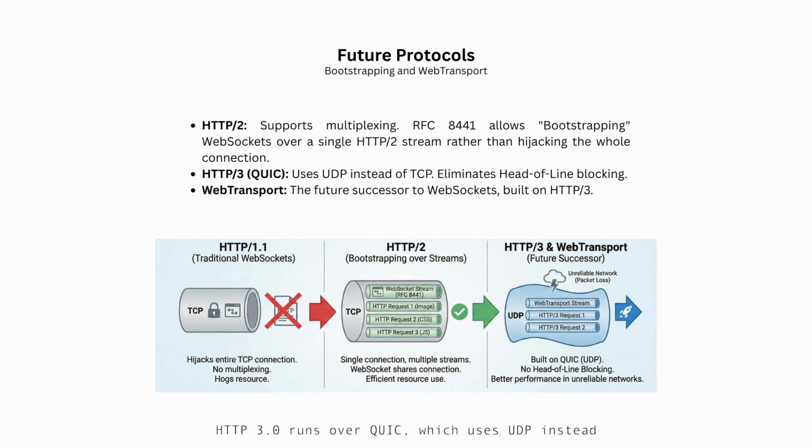HTTP/3 and QUIC. HTTP/3 runs over QUIC, which uses UDP instead of TCP. And why does this matter? Because TCP has head-of-line blocking. If one packet is lost, everything behind it waits. On unreliable networks, this causes stuttering. QUIC eliminates this by handling streams independently, perfect for real-time communication.